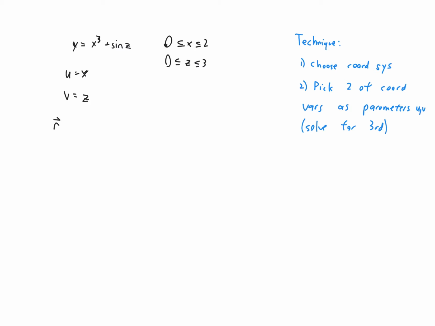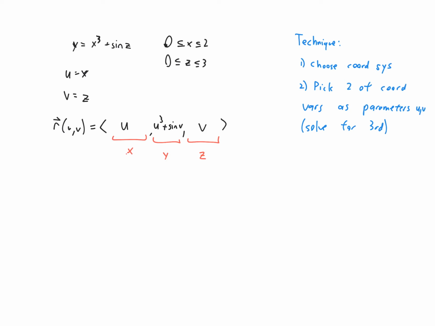So if I make my parameterization, and remember, your parameterization, you're always trying to tell me what x, y, and z each equal. So I should tell you x, I should tell you y, and I should tell you z. You want to make these blanks as easy as possible to fill in. So u equals x, all right, x is u, v is z, so z is v. And then I can write down y in terms of those two things. It's x cubed, so u cubed, plus sine of z, so sine of v.